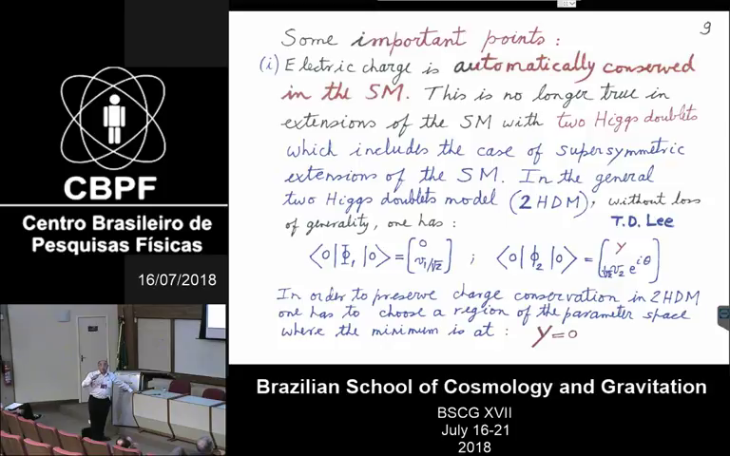CP is violated by the vacuum. In this lecture, I'll be talking about 2 types of CP violation. One is caused by complex Yukawa couplings, and the other is where Yukawa couplings are real, but the vacuum violates CP. These are 2 different ways of thinking.